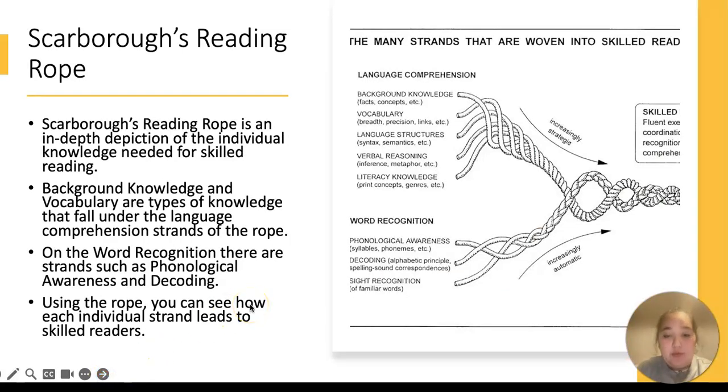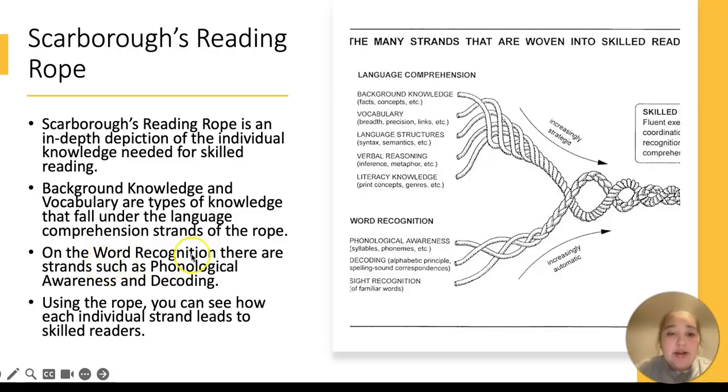Next is my Scarborough's reading rope. I decided to put a chart because I believe that this chart can be something visual that we can look at and see, and it shows a really good representation of what I'm going to be talking about. Scarborough's reading rope is an in-depth depiction of the individual knowledge needed for skilled reading. Here, the background knowledge and the vocabulary are types of knowledge that fall under the language comprehension strands of the rope, which you can see if you just follow my cursor. Here's that section of it, which is all the way over here.